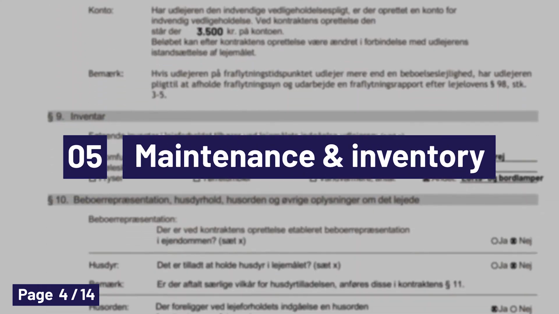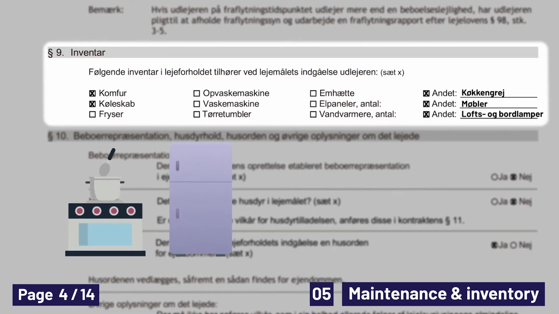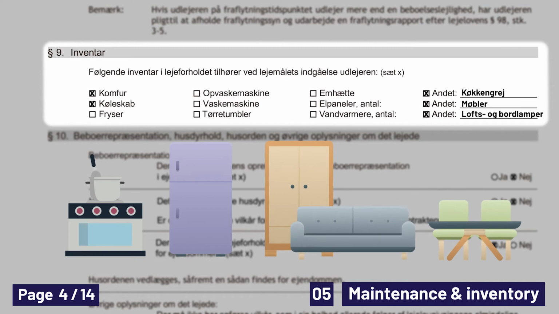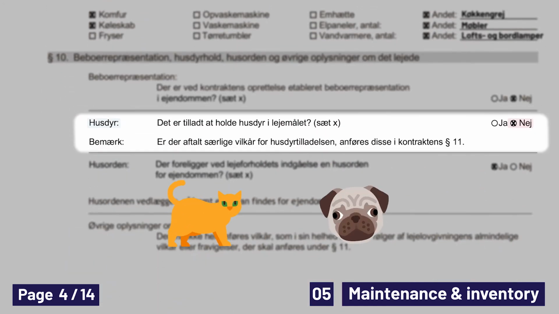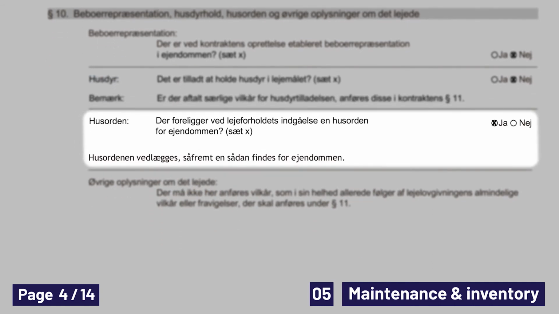Maintenance and inventory. There is a stove, fridge, basic kitchen equipment, and basic furniture, plus lighting. You are not allowed to have pets. House rules is a part of Section 11 in your agreement, and it is in English.